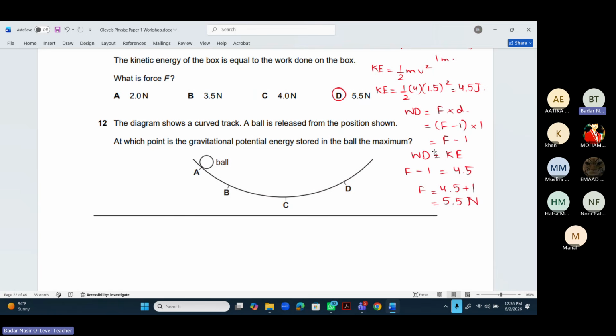So gravitational potential energy is maximum when the ball is at its maximum height, तो maximum height में तो ball आपके पास A पे है, ठीक है. So maximum kinetic energy at C, maximum gravitational potential energy at A.